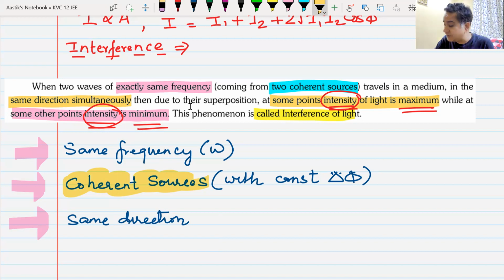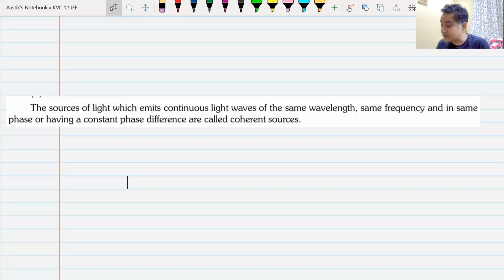That means the phase difference should not change with time, because if it changes with time, something else happens, and that is known as beats. So we'll do that topic as well. Right now, the phase difference has to remain constant. Those sources are known as coherent sources.